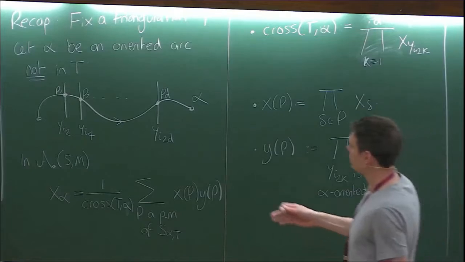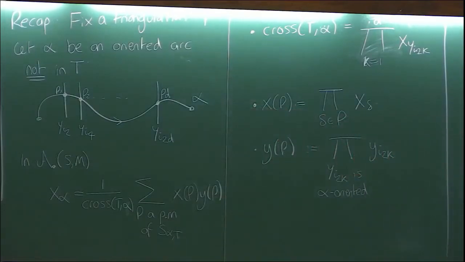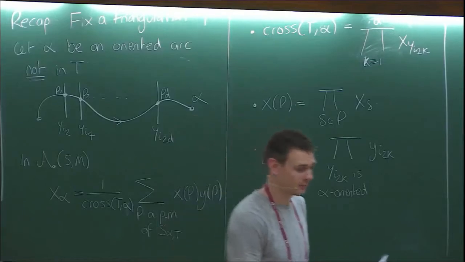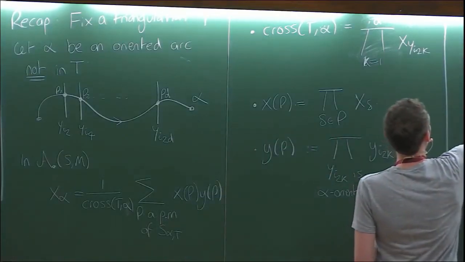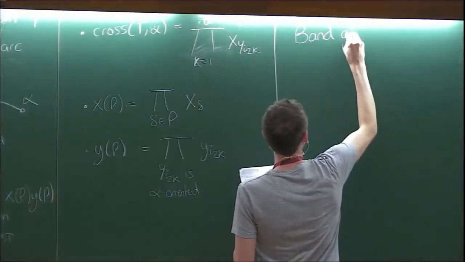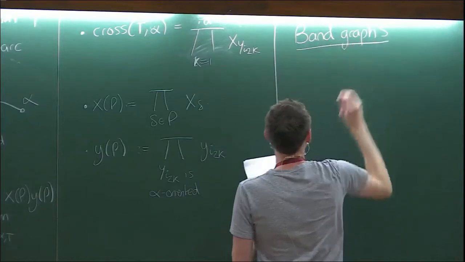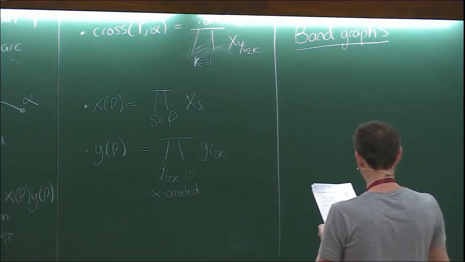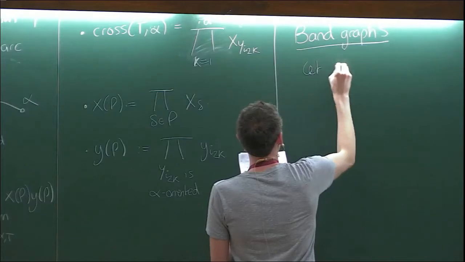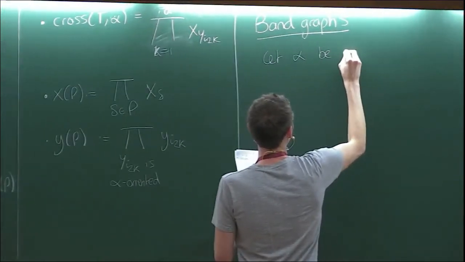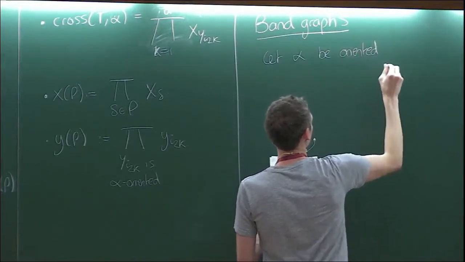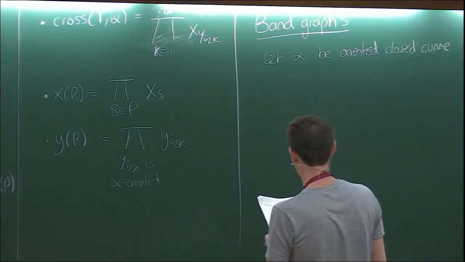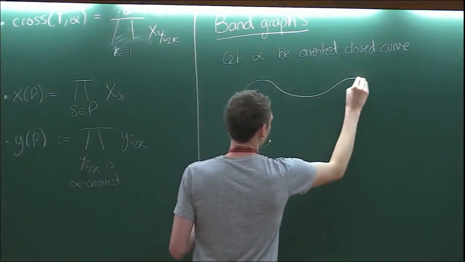So this is the story when we have an arc, but we want to now understand what these variables are when we have a closed curve. So this is where band graphs come in, which is essentially a snake graph which has been glued onto itself. So now, let alpha be a closed curve, an oriented one. So our picture is looking something like this.